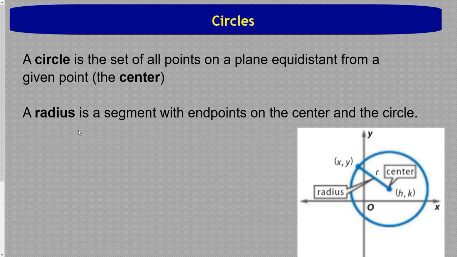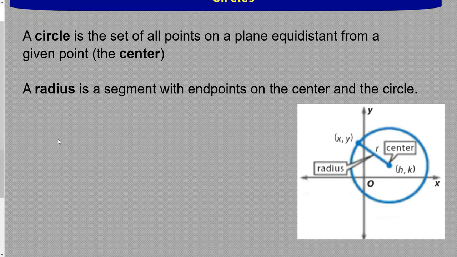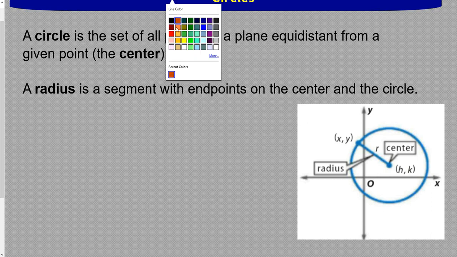All right, continuing with our discussion of conics, the next conic section we're going to talk about is the circle. I don't know if I've mentioned it before or not, but a conic section is what's formed if you picture a three-dimensional cone. Let me draw one here real quick.